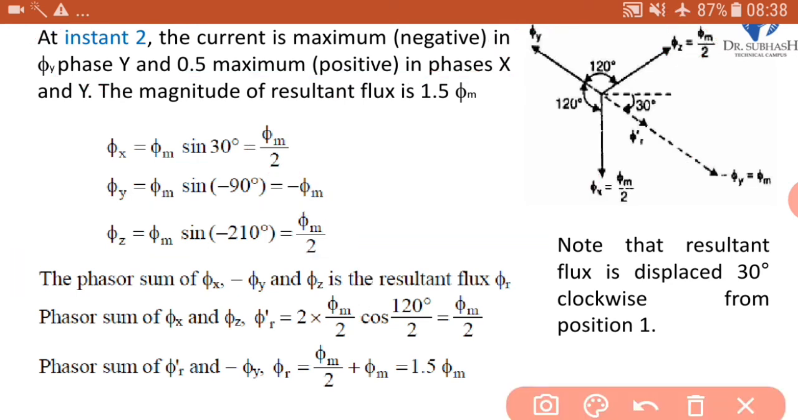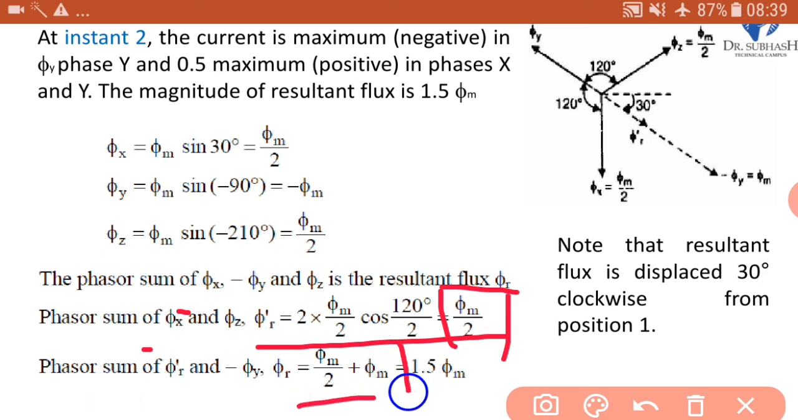So the phasor sum of phi x and minus phi y and phi z is the resultant flux phi r. The phasor sum of phi x and phi z, that is phi r dash, is equal to phi m by 2. Therefore the phasor sum of phi r dash and minus phi y, phi r, is equal to phi m by 2 plus phi m. So it is equal to 1.5 into phi m. So again here the resultant flux value will be 1.5 into phi m.